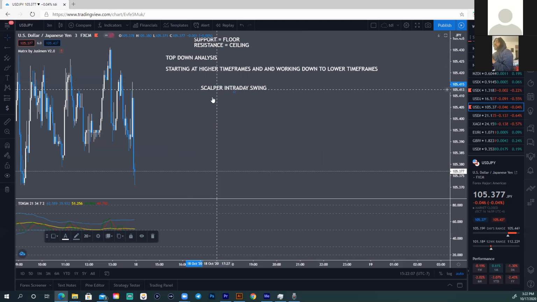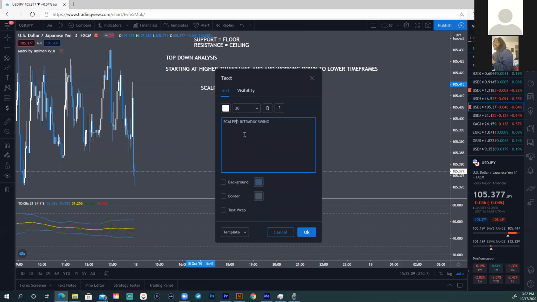A scalper works usually from as little as the 5 minute or even the 1 minute, I say the 1 minute, to the 15 minute time frame. TF stands for time frame. Intraday is usually 15 minute to the 1 hour, sometimes 4 hour time frame.